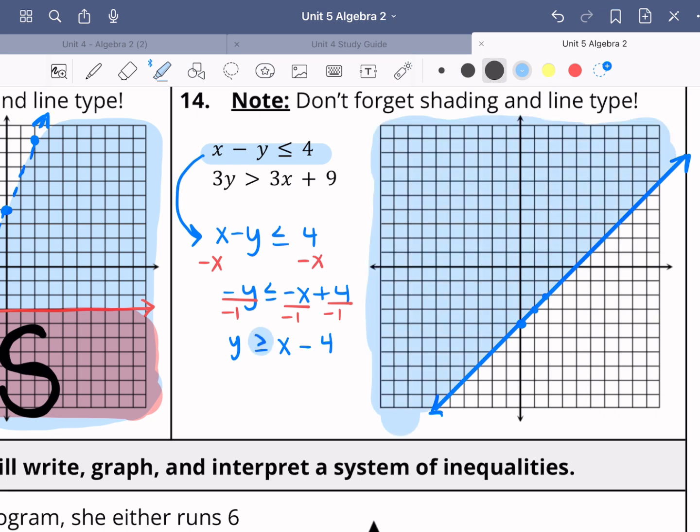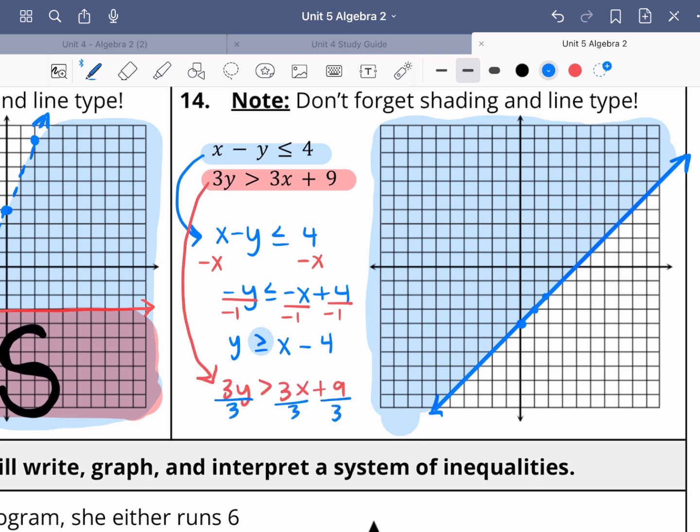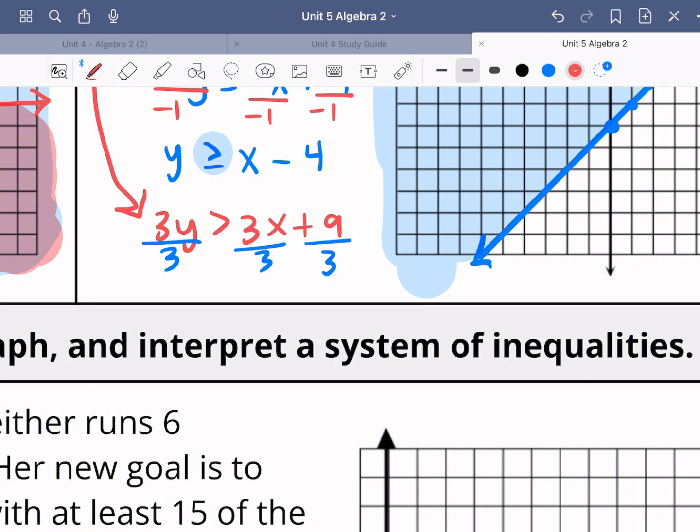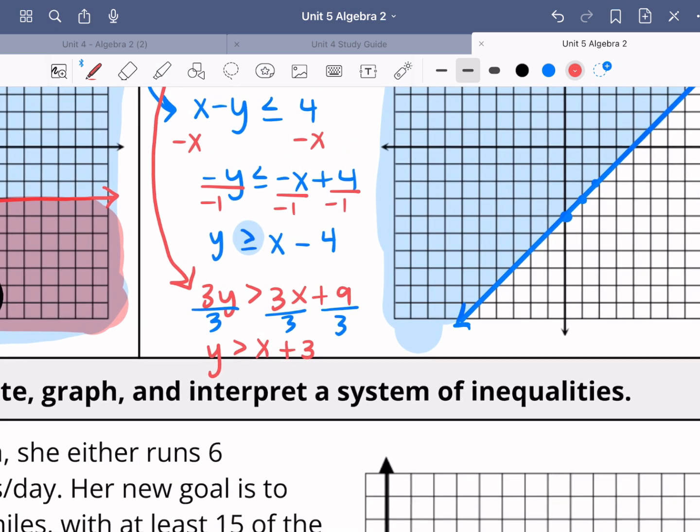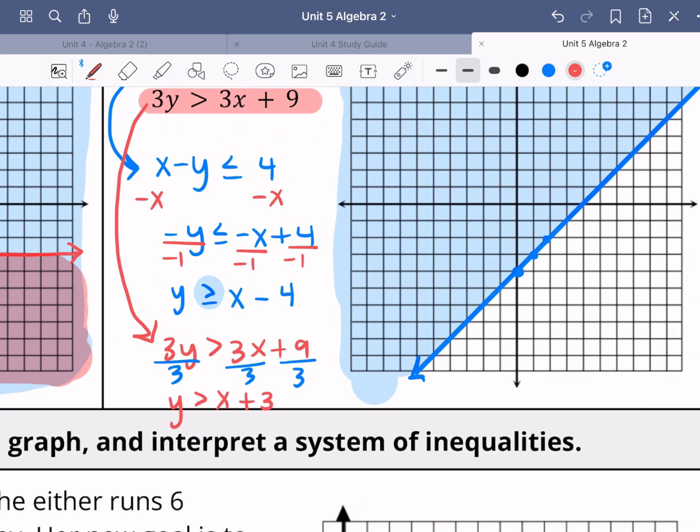Now let's do the other one here. All we really have to do for this one is divide by 3 in order to solve it for y. When you divide by a positive, you do not have to worry about flipping anything. So this will be a normal inequality where nothing changes other than the numbers. So I get y is greater than x plus 3.